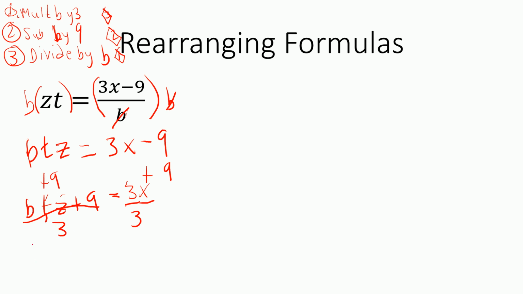So now I just have this expression btz plus 9, all of it divided by 3. And that's what equals x. And I've solved this formula for x. I know there's no solution, there's no value for x, but that doesn't mean we didn't solve. And I could solve it for any variable I want. I just might have to do some extra work, depending on what it is.